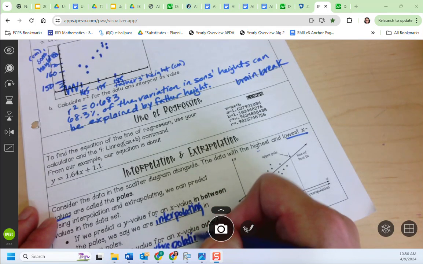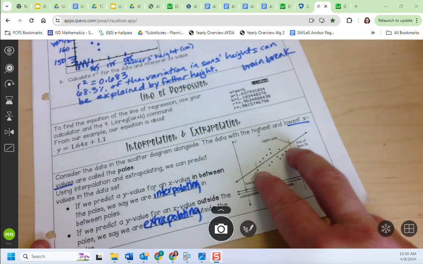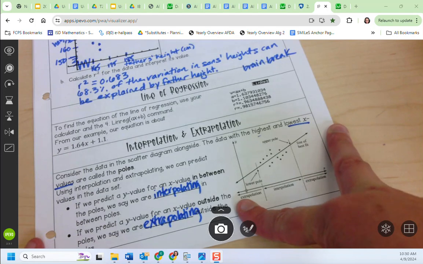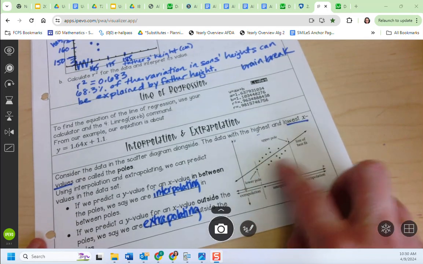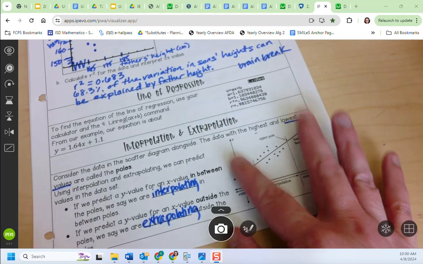What does your intuition tell you is going to be more accurate to make predictions between the poles or outside of the poles? Between the poles, right. So interpolation is going to be more reliable than extrapolation.